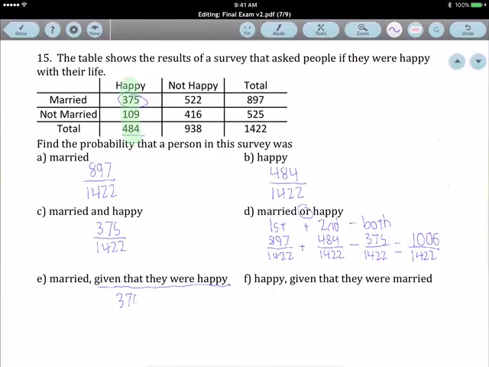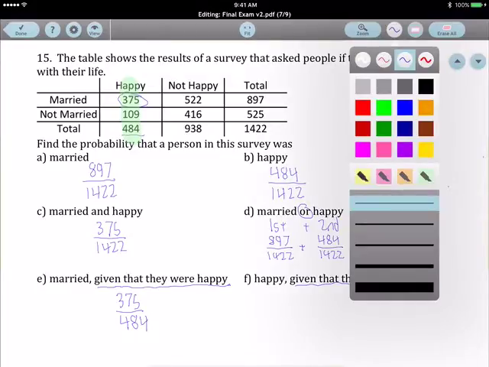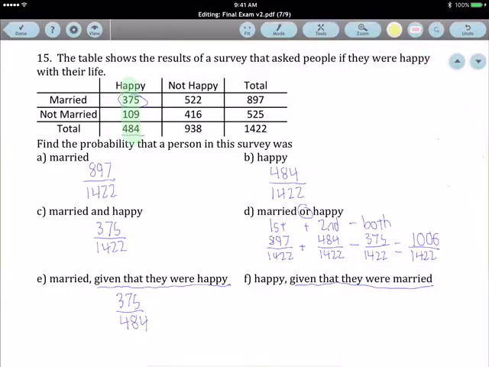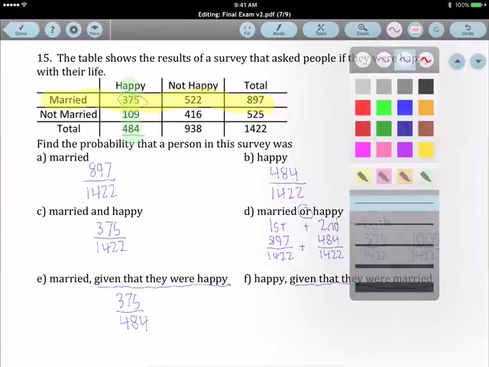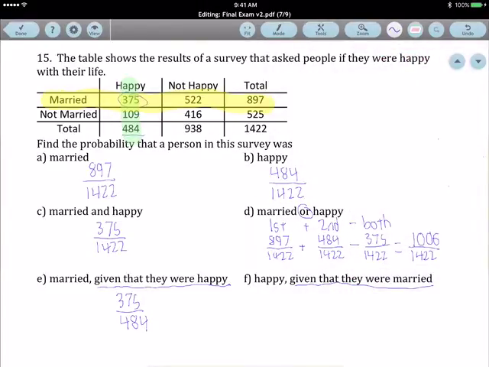Right, 375 married people out of 484 total. Or if we look at part F where it says happy given that they're married. Since we're given that they're married, we only look at the married row. And on that row for married, what's the probability that they were happy? Right, 375 out of 897.